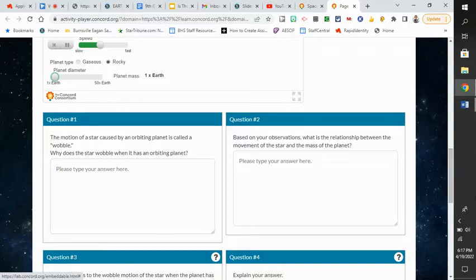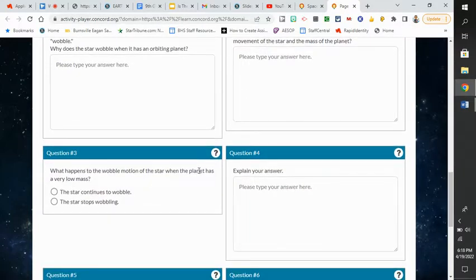So with this one, you might state something like, as the mass of the planet increases, the movement of the star does what? And the movement they're referring to is the wobble. Does it increase, decrease, or does it have no effect? Question 3. What happens to the wobble motion of the star when the planet has a very low mass? And explain your answer.